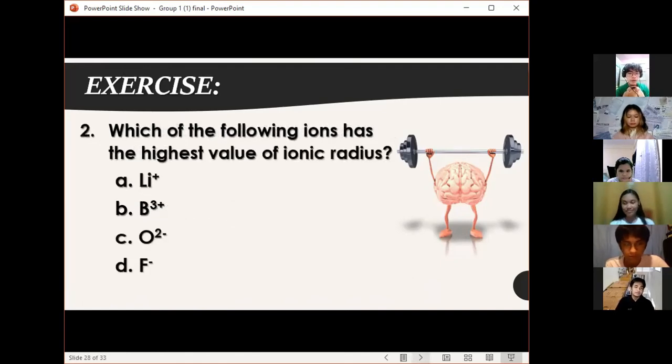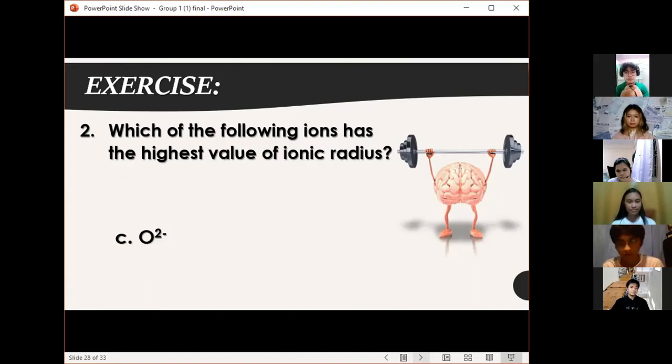Which of the following ions has the highest value of ionic radius? A. Lithium ion. B. Boron ion. C. Oxide ion. Or D. Chlorine ion. Fluoride ion and oxide ion are isoelectronic species possessing 10 electrons each. Lithium ion and boron ion are isoelectronic species possessing 2 electrons each. Since in the case of the oxide ion there is greater electron-electron repulsion and lesser effective nuclear charge, the oxide ion has the largest ionic radius in this case. So the correct answer is option C.